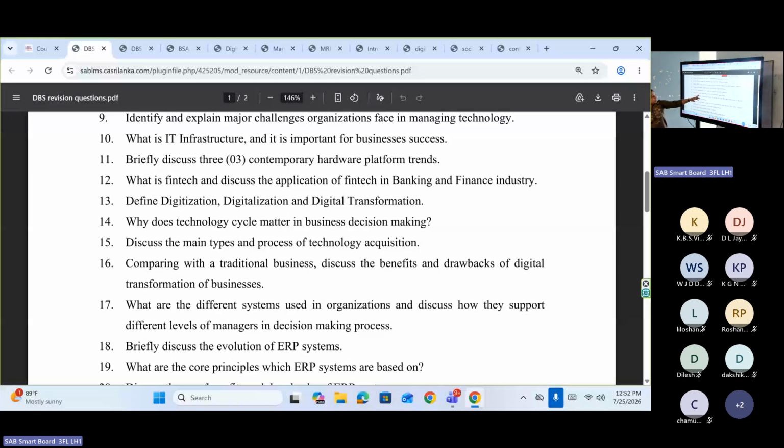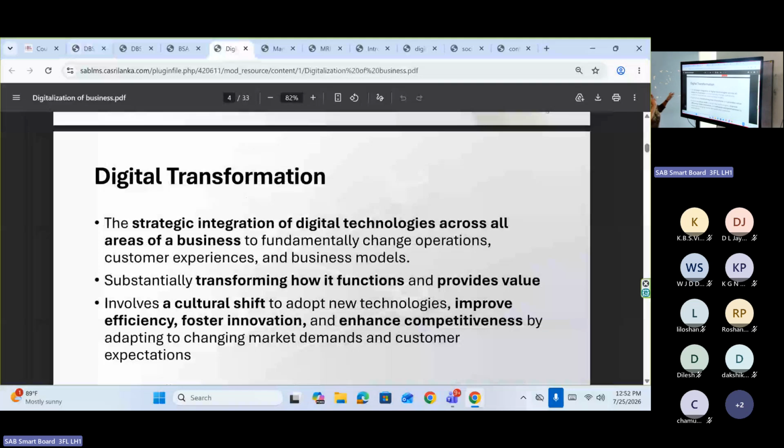Why does technology life cycle matter in business decision making? And discuss the main types and processes of technology acquisitions. Yes, all the answers are there, right? In this slide, lesson number 3. Lesson number 3 gives you answers for these questions.